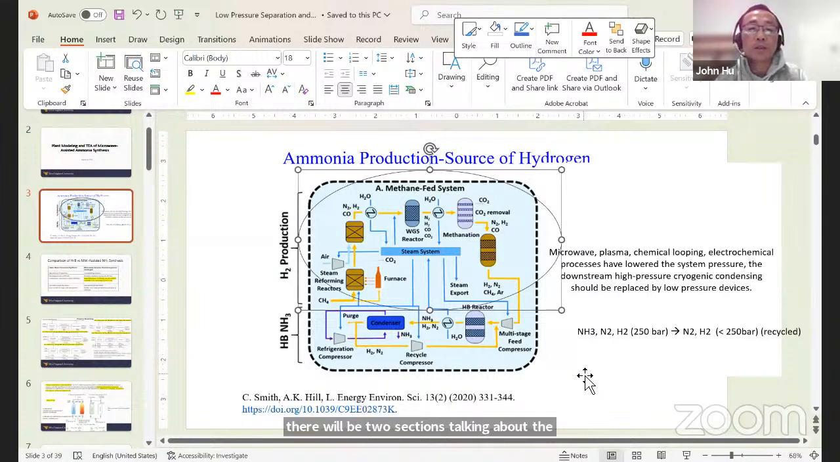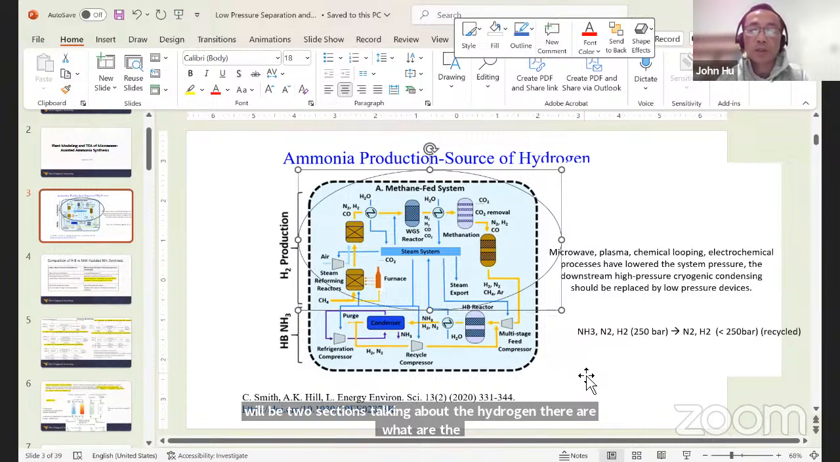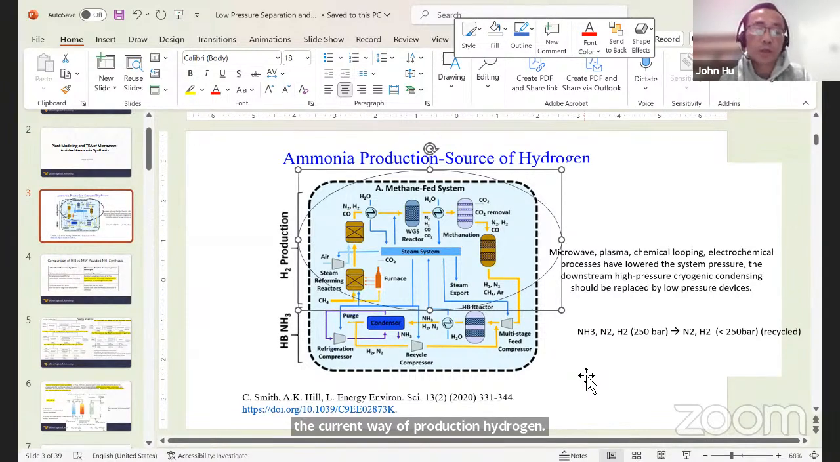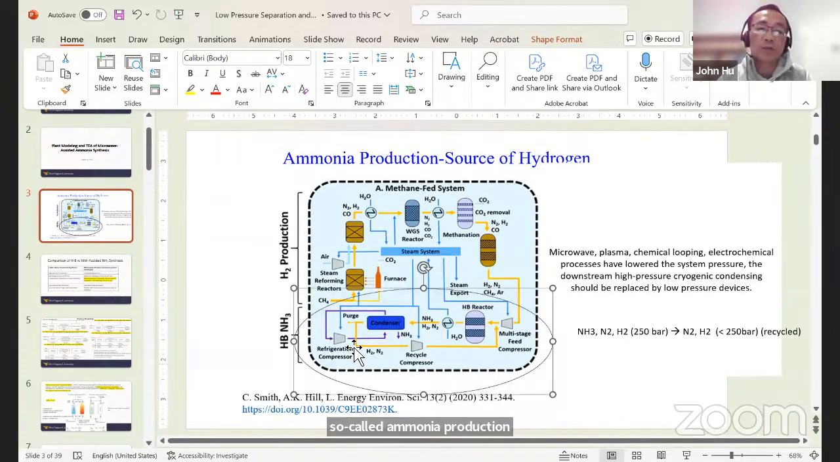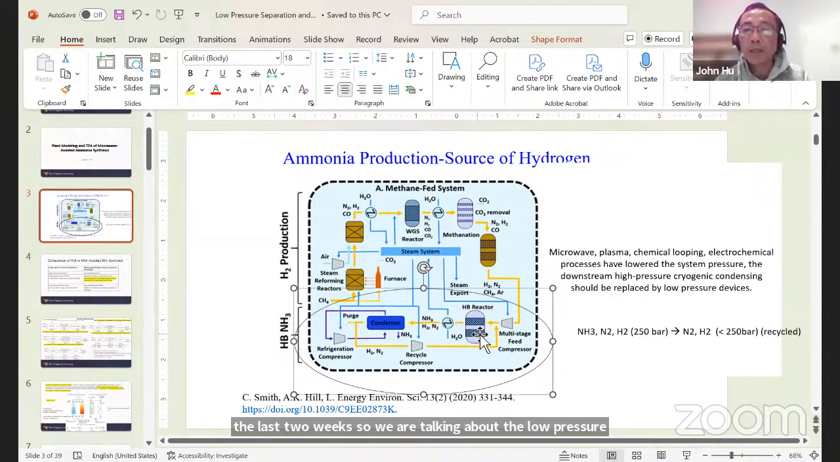What are the current ways of producing hydrogen, and steam reforming? What about other ways of hydrogen production? We already discussed electrolysis, green hydrogen using renewable power, but today will be a different type of hydrogen production. Then the remaining part here is the ammonia production. In the ammonia production, the new technology we discussed in the last 2 weeks: low pressure microwave and also plasma, electrochemical, chemical looping. We discussed all kinds of low pressure ammonia synthesis, and all this low pressure synthesis requires new separation technology.